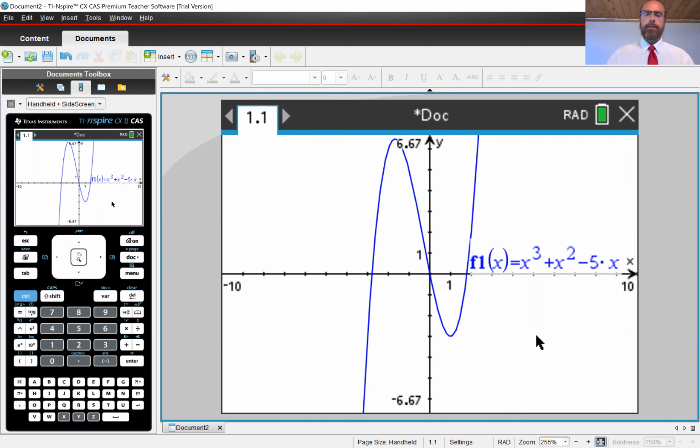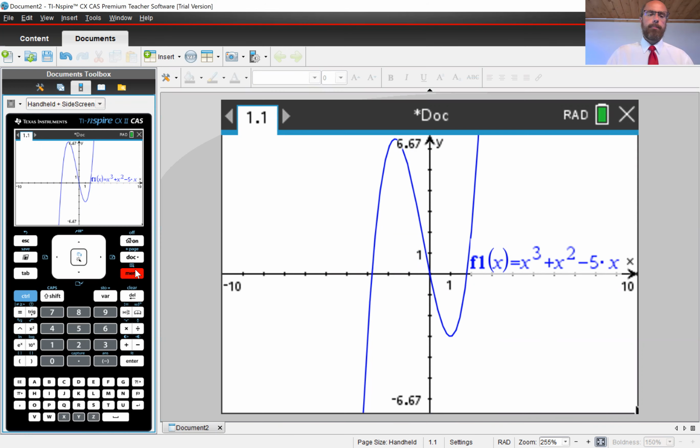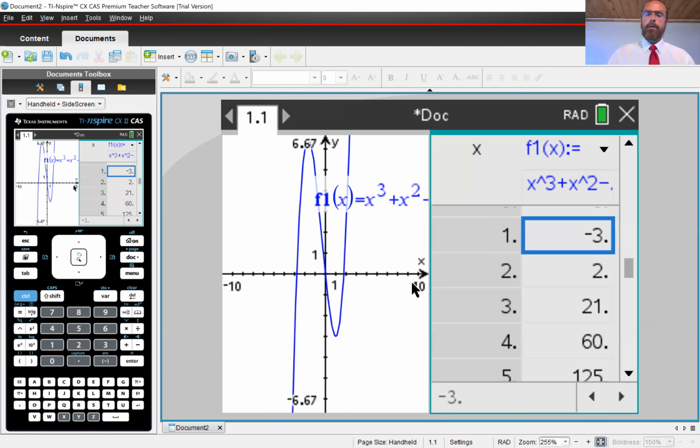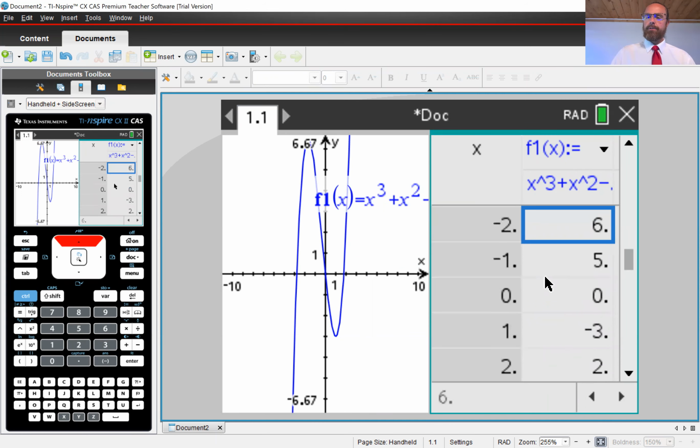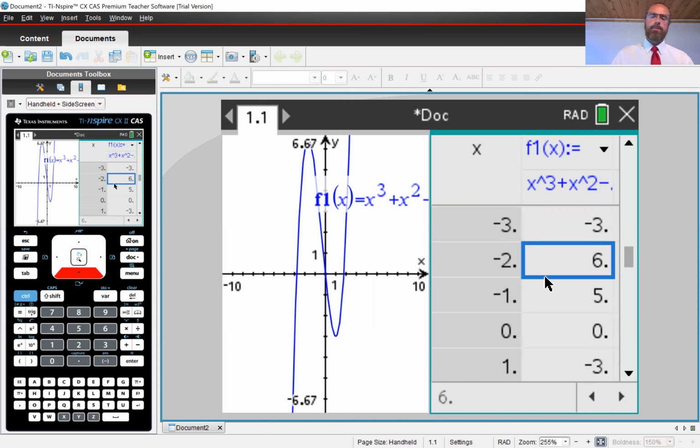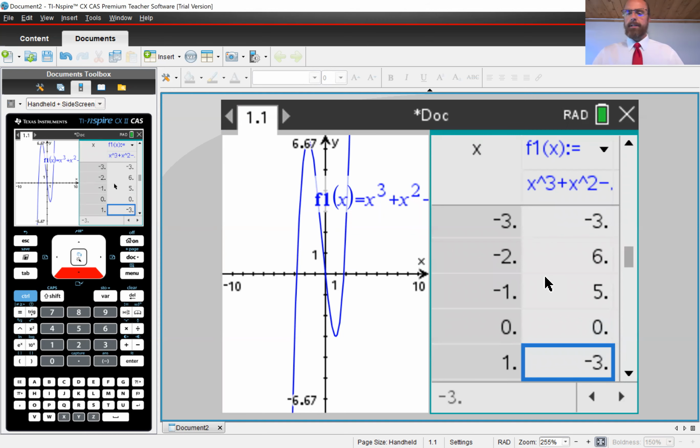And I just want a table here. So I'm going to go to menu, create the table. And we had wanted to choose values from -3 and onwards. So -3 is -3, but then it really grows quickly. So 6, it's reaching a maximum somewhere between -2 and -1, or in that neighborhood. And then it starts to decrease again back to the origin. Rapidly decreases down to a minimum somewhere around +1, and then begins to climb really quickly. So our last value is going to be 21 here for our table.